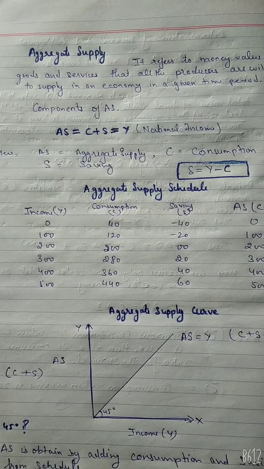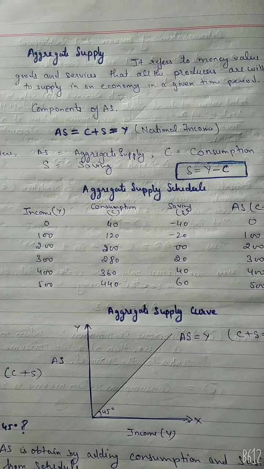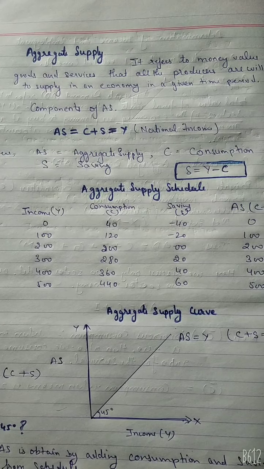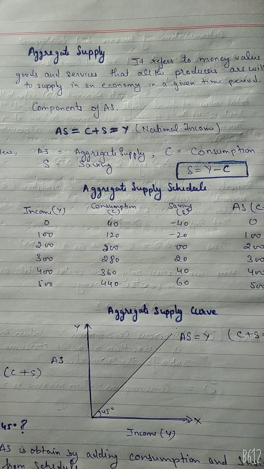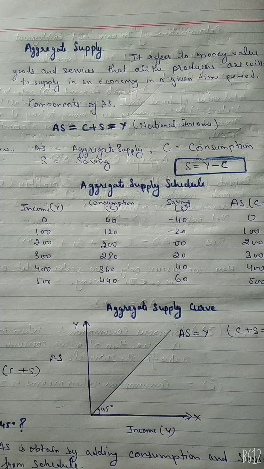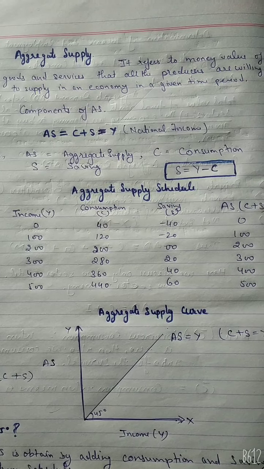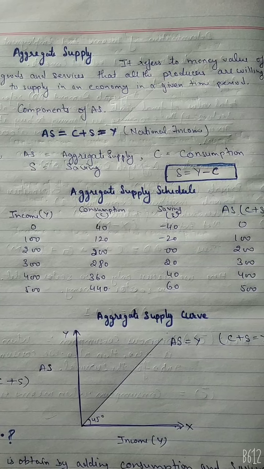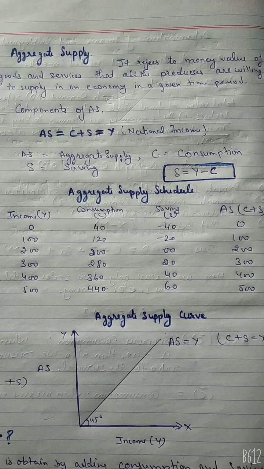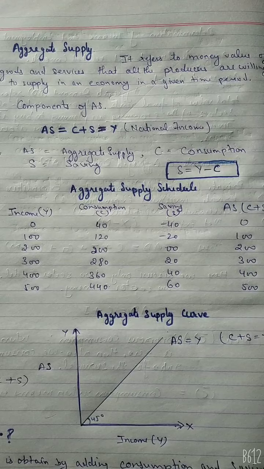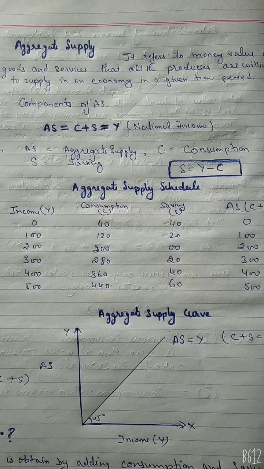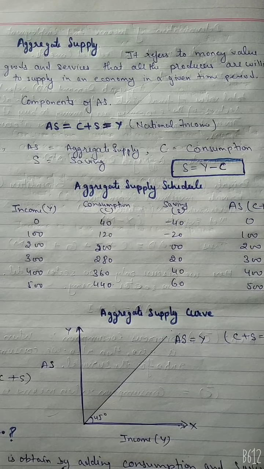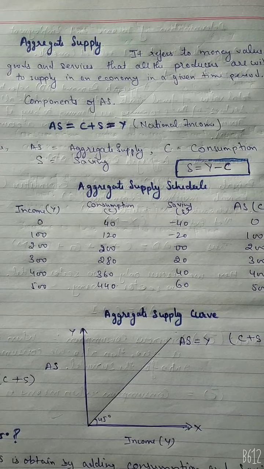Aggregate supply refers to the total quantity of goods and services produced by all the producers in an economy during a year. It indicates the planned aggregate output in the economy. In other words, we can say that it refers to the money value of goods and services that all the producers are willing to supply in an economy in the given period of time.